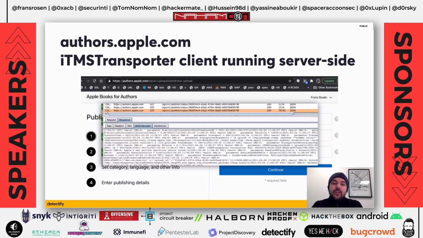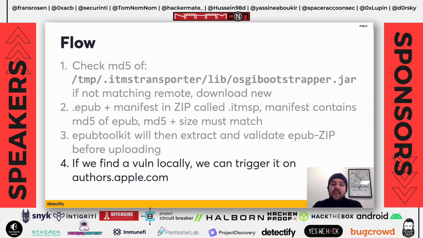So when you start looking at the requests made when you're uploading an EPUB file, you will see that it's actually making an ITMSP file itself. And what's interesting also is that now we know that it's running the same kind of application, both locally where you can download it, and remotely where you can just upload files to make it process them. So this also means that if we find a vulnerability, we can trigger it also remotely on Apple servers.